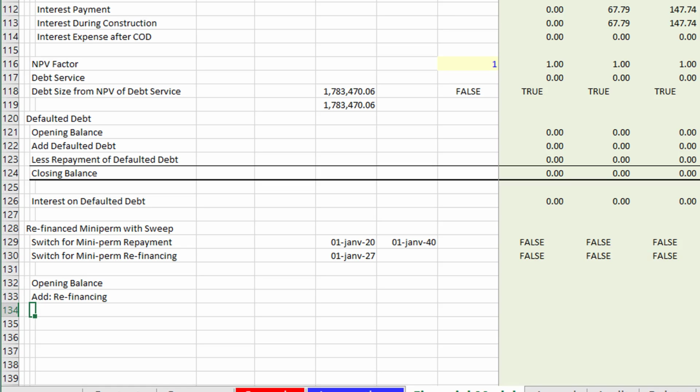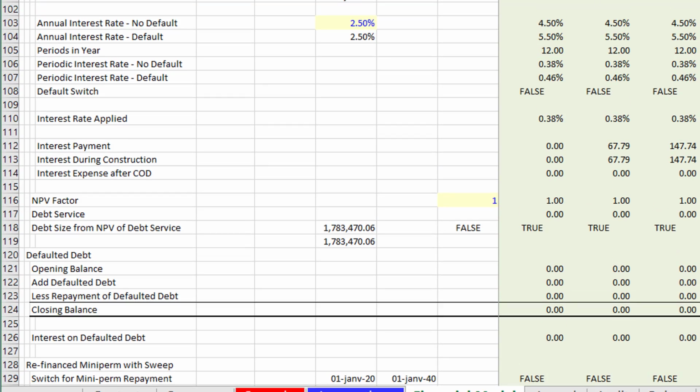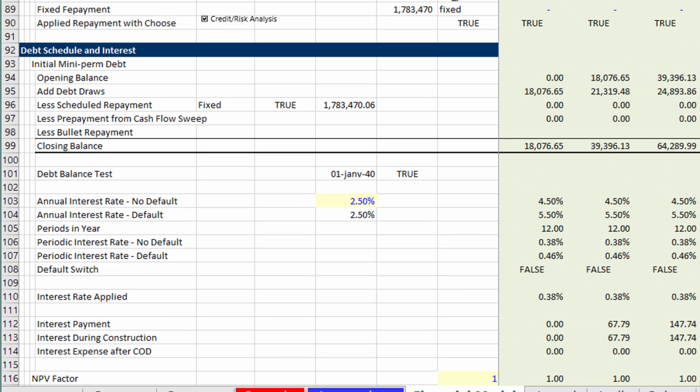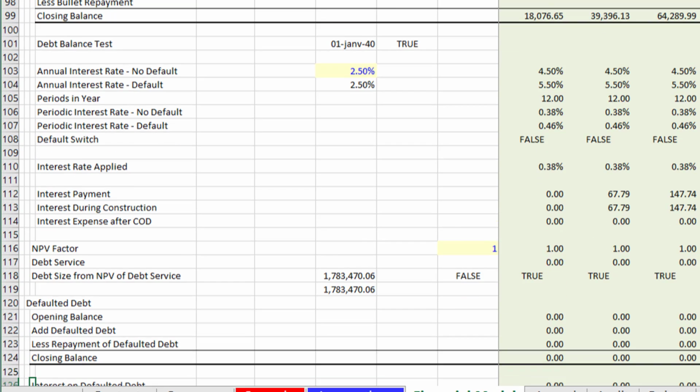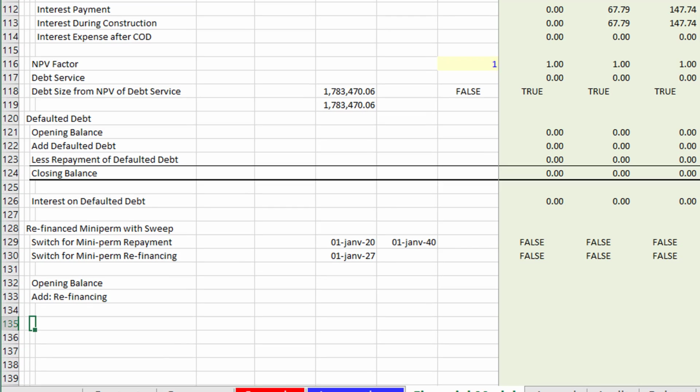And the reason I put it under the defaulted debt, which again is going to be our next subject, is if we defaulted a little bit, you're going to have to put all the amount of the debt defaults as well as your initial balance. You're going to have to stick all of that in the refinancing, and then you're going to put less repayment from a cash flow sweep.